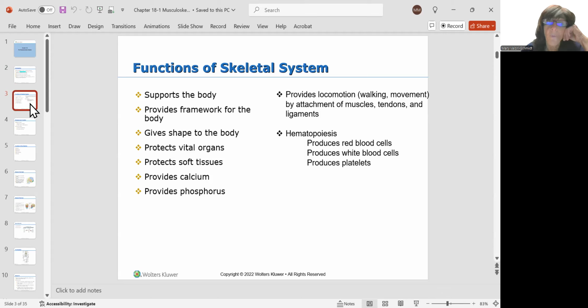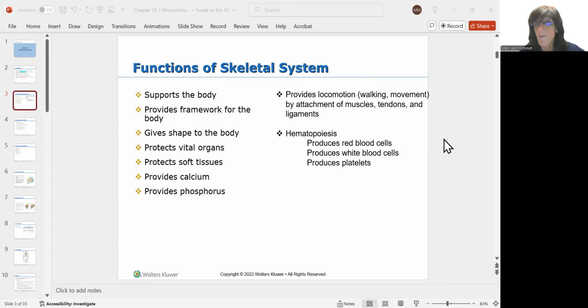Bones do a lot more than what you think. So they do support the body. They give shape to the body. They protect your vital organs and soft tissues. They have calcium in them, so they can give calcium back to the bloodstream if necessary, and phosphorus. They help us walk and move. And another important function is hematopoiesis. So all of our red blood cells, white blood cells, and platelets are made in our bone marrow.